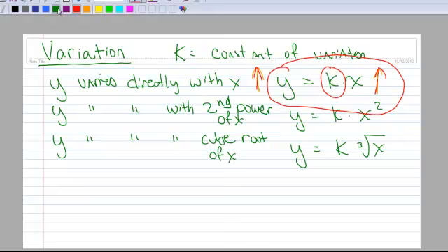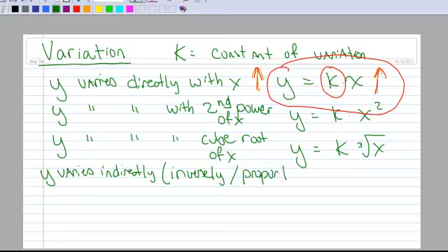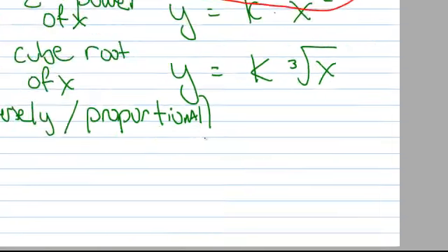Now let's talk about varying indirectly. So I can have y varies indirectly, and sometimes this is called varies inversely, or indirectly proportional. All these words might mean the same thing. Okay, so y varies indirectly with x, and then that's going to look like this.